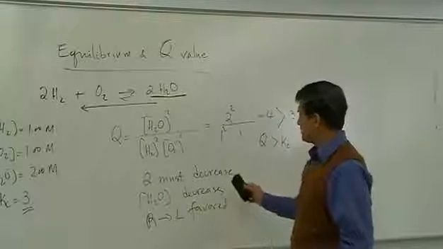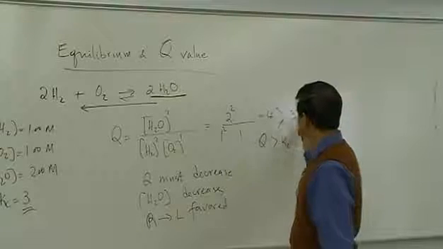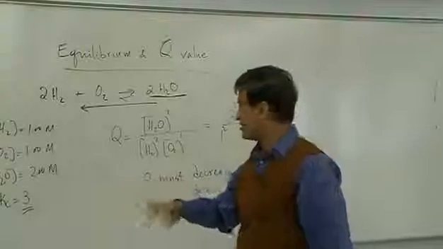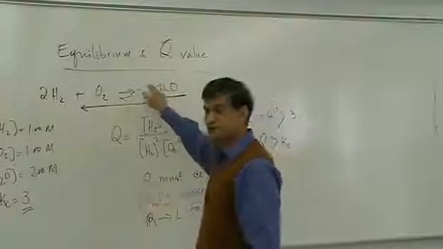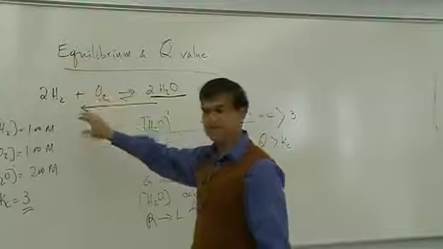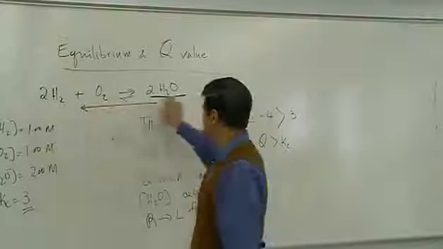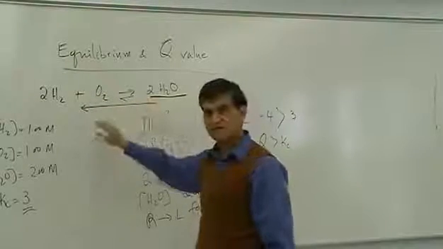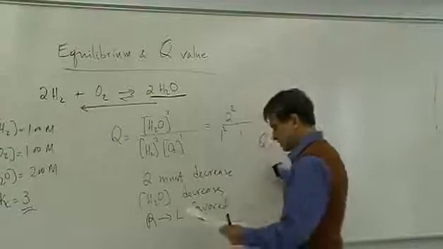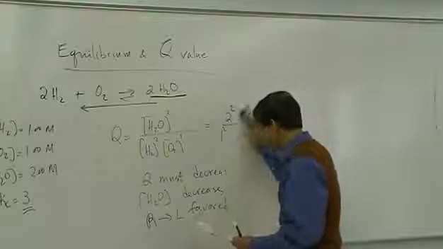Say, for example, in a problem I have Q value less than equilibrium constant. Then Q value would increase. Q value increasing means product value would increase. And product value increases only when reaction is favored from reactant side to the product side, or left to the right. So keep that in mind before I go over another problem.